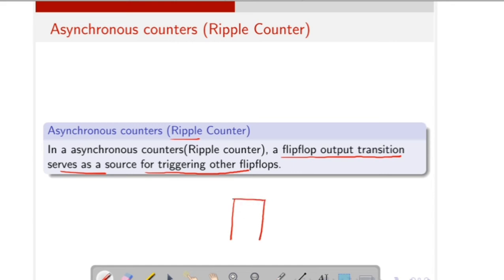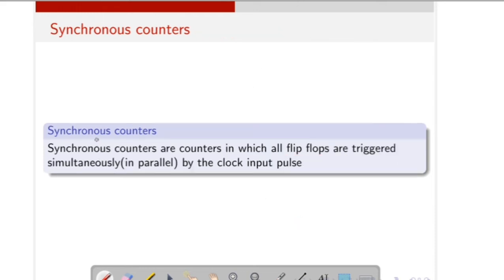For example, suppose we have a 2-bit counter. A 2-bit counter has 2 flip-flops. Suppose this is a JK flip-flop. The output of the first JK flip-flop is Q and Q bar. So this Q acts as the clock of the second flip-flop. Due to the output of the first flip-flop, the second flip-flop is triggered. That's why it is called an asynchronous counter. Okay, then next is synchronous counters.